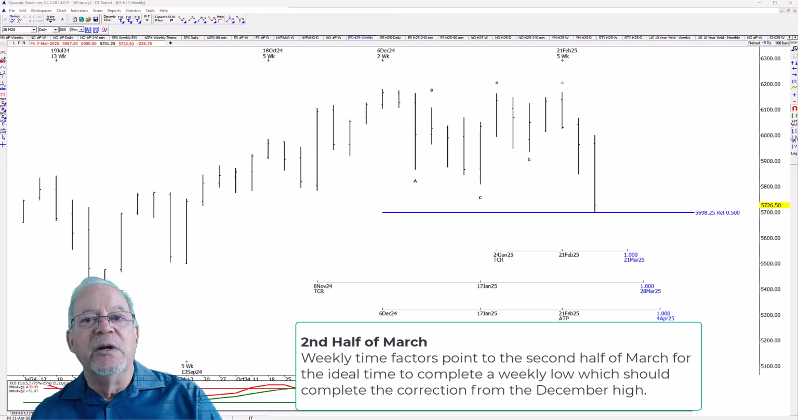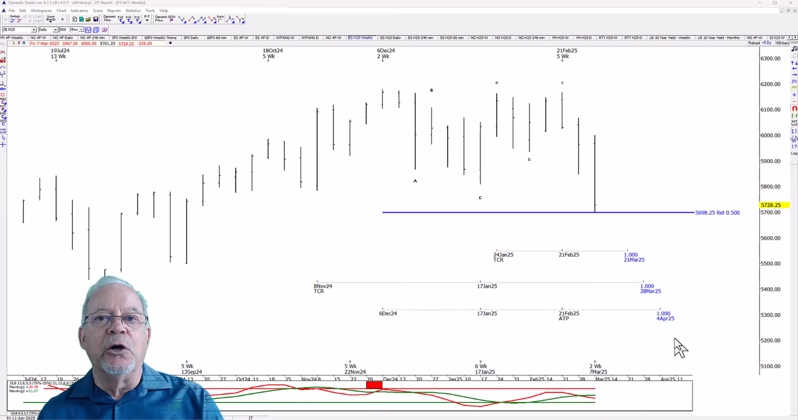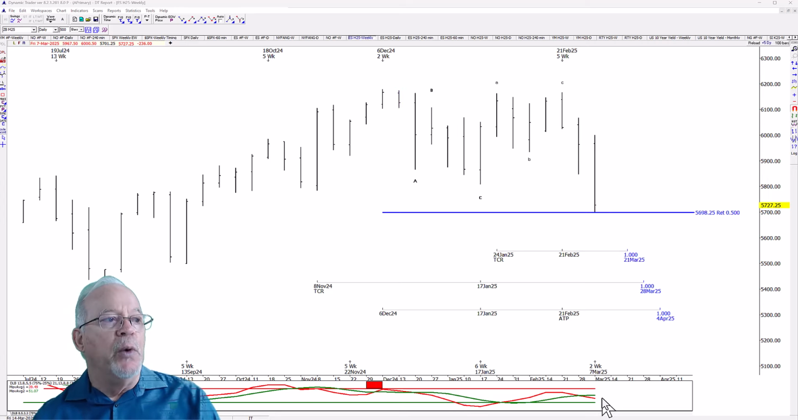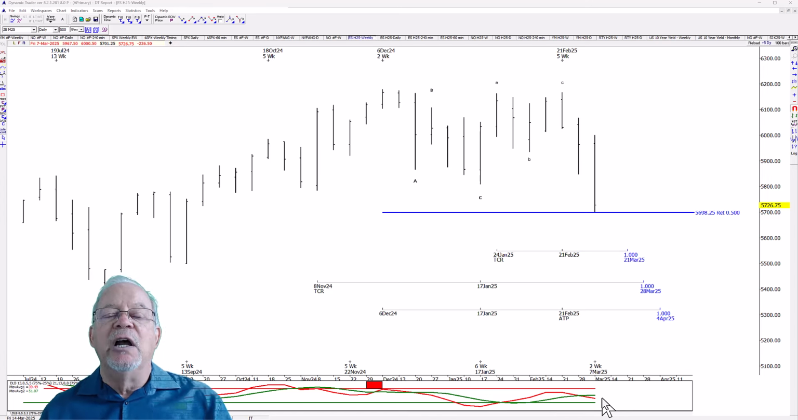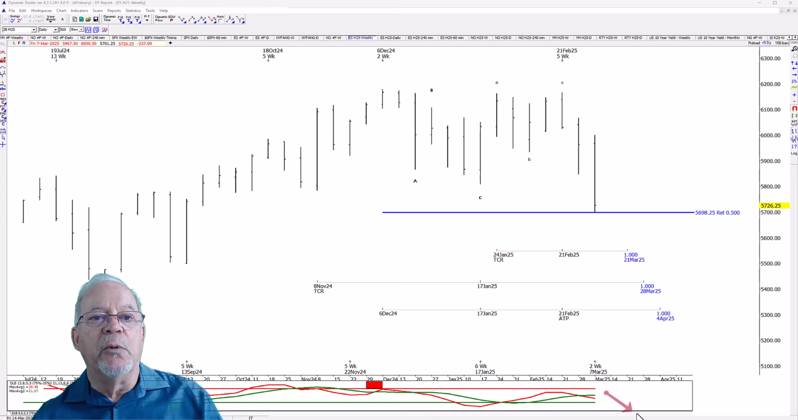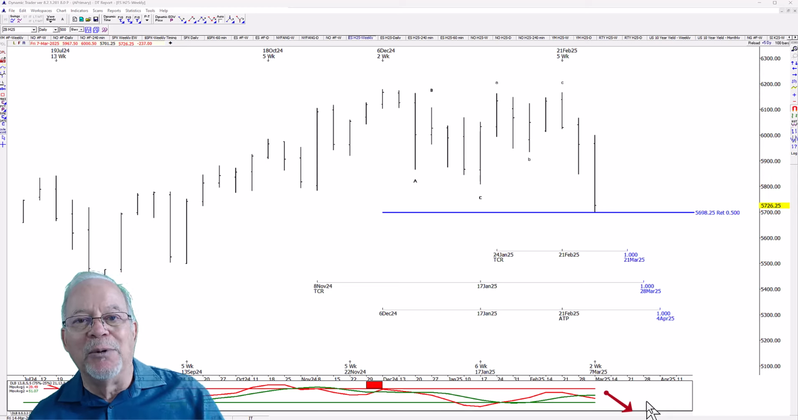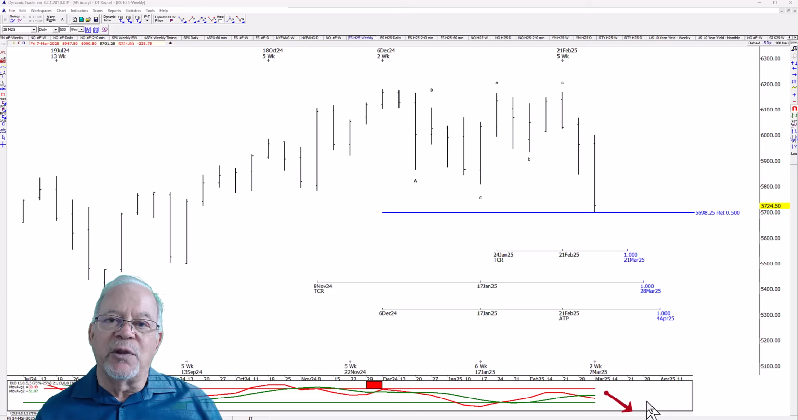In other words, more or less the second half of March to complete a weekly low. And more than likely, the next weekly low is going to complete this correction. Here's our weekly momentums. Weekly momentums are bearish. They're not oversold. It typically means there's another couple weeks or so of sideways to down before the momentum cycle completes a low. And notice how everything I say is typically and more than likely probably, because that's what trading is all about, is identifying the conditions with a high probability outcome.